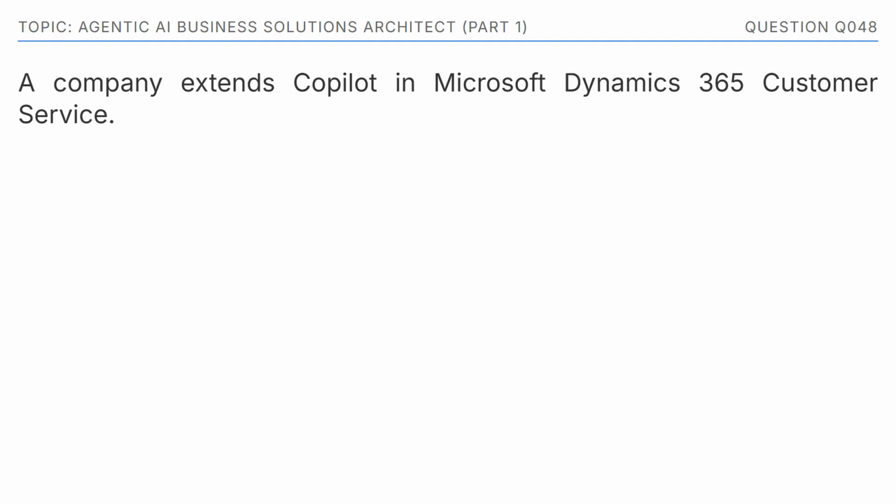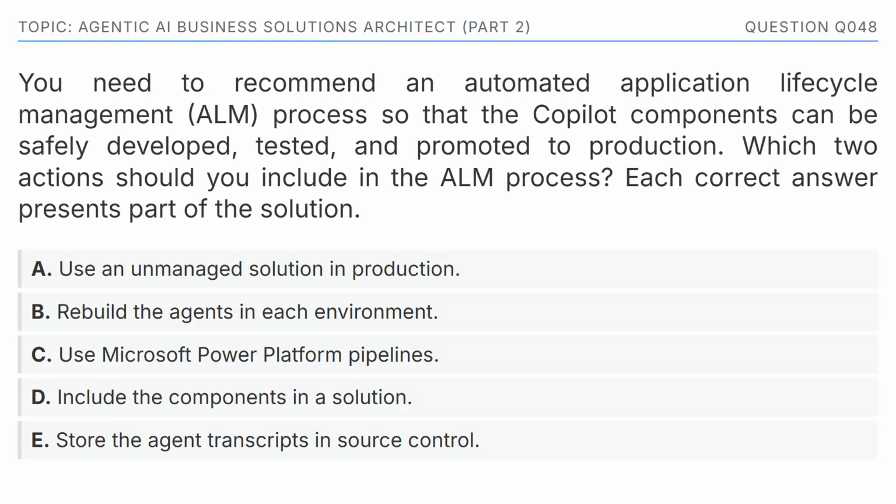A company extends Copilot in Microsoft Dynamics 365 customer service. You need to recommend an automated application lifecycle management (ALM) process so that the Copilot components can be safely developed, tested, and promoted to production. Which two actions should you include in the ALM process? Each correct answer presents part of the solution.